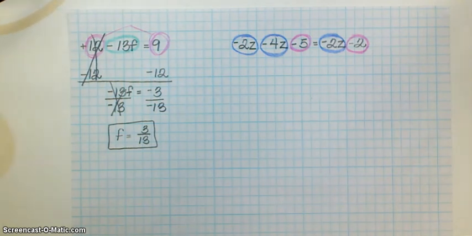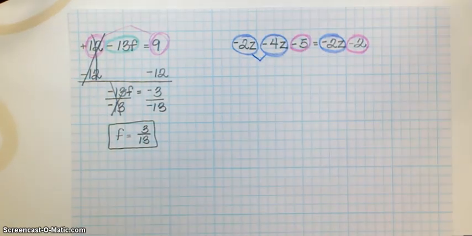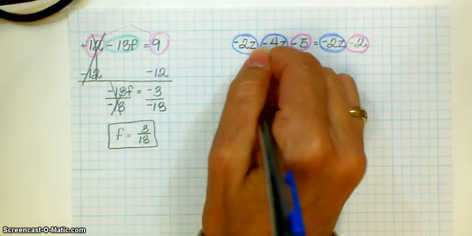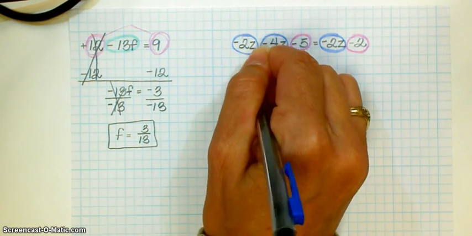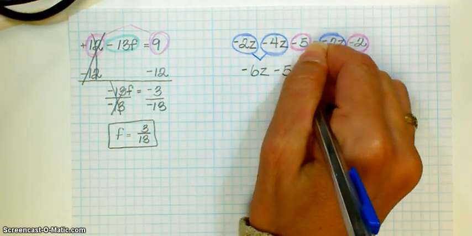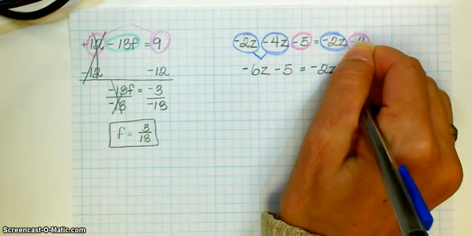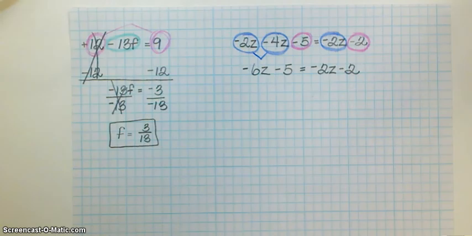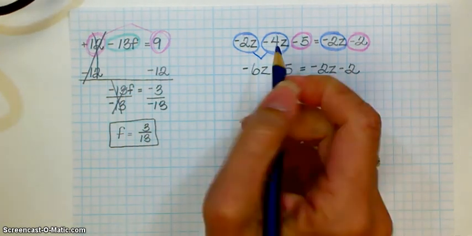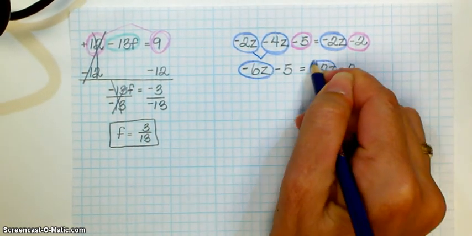So the first thing I'm going to do is put these two together. They're on the same side of the equal sign, so I can just combine them. Negative 2z and negative 4z is going to give me negative 6z. And then I'm just going to rewrite everything that I still have that I haven't done anything with. And here's what I have. So again, here are my like terms.